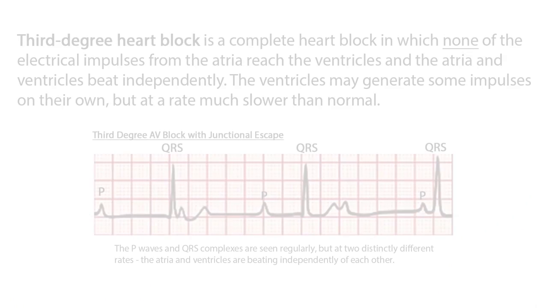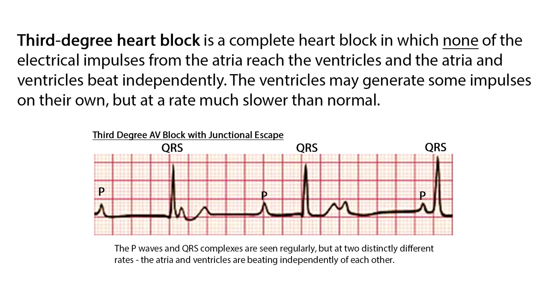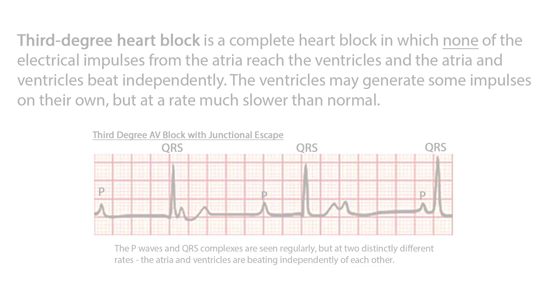Third-degree heart block is a complete heart block in which none of the electrical impulses from the atria reach the ventricles, so the atria and ventricles beat independently. The ventricles may generate some impulses on their own, called junctional or ventricular escape beats, but at a rate much slower than normal. On the EKG, the P waves and QRS complexes are seen regularly, but at two distinctly different rates because the atria and ventricles are beating independently of each other.